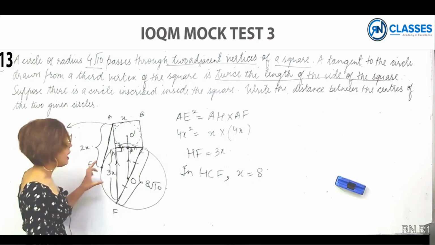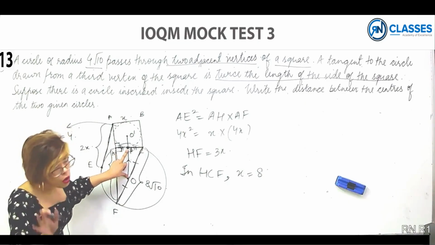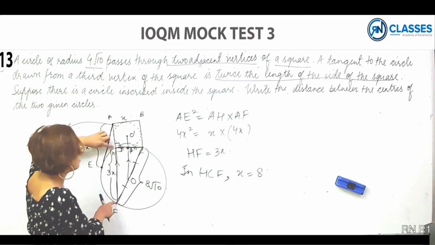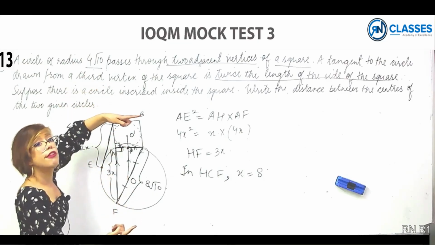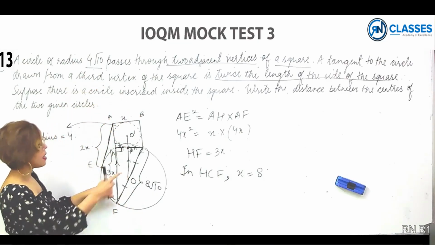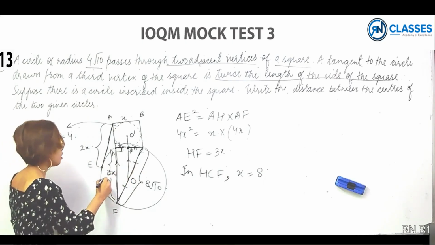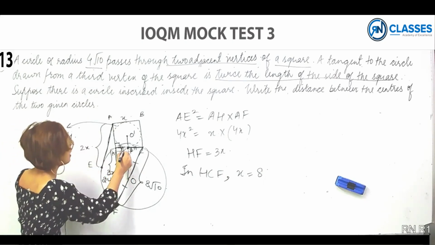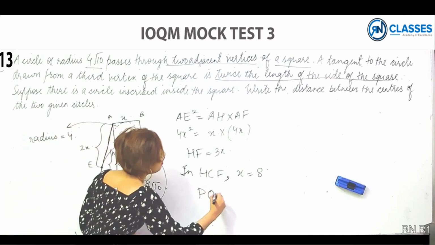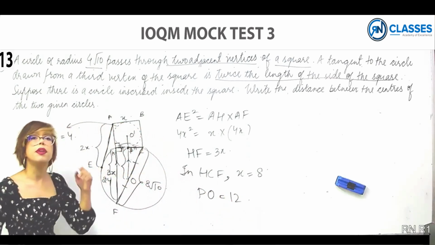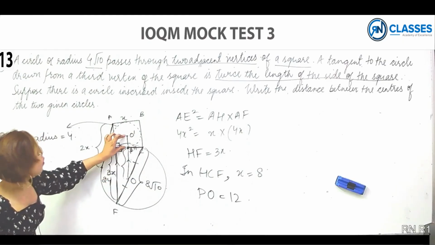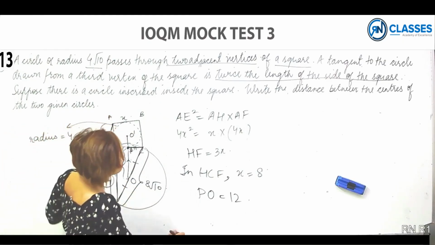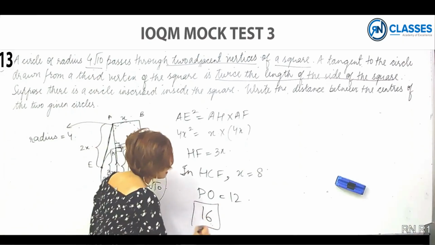But I need to find PO. I need to find out this length. You know the relationship between this and this, right? Because PO will be half of HF. Now what was HF? 3x. I have x as 8. So that means this is 24. Take its half. So that means PO is 12. Just apply the midpoint theorem, right? Now PO is 12, this is 4, that means the entire length is 16, which is the answer.